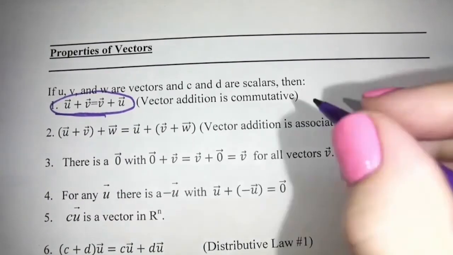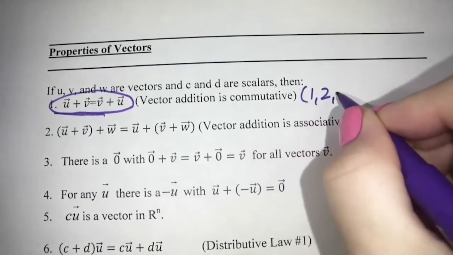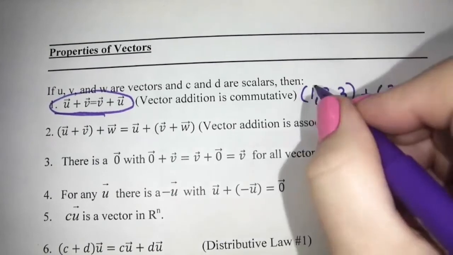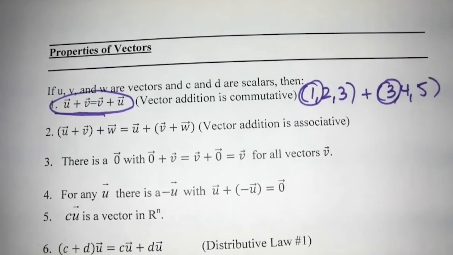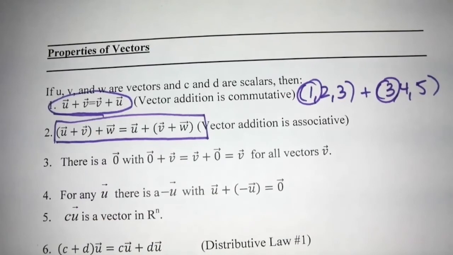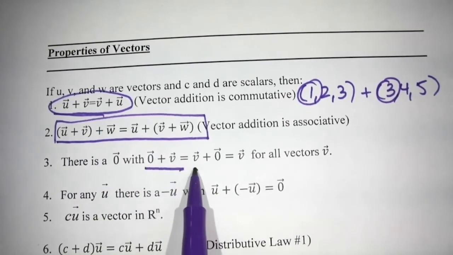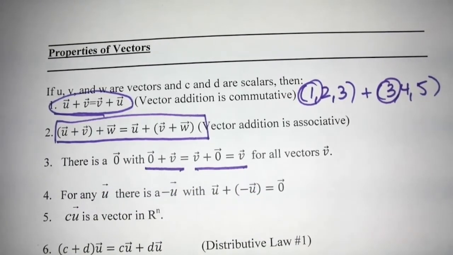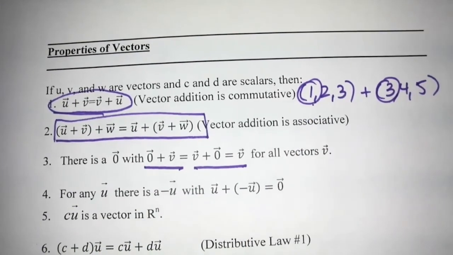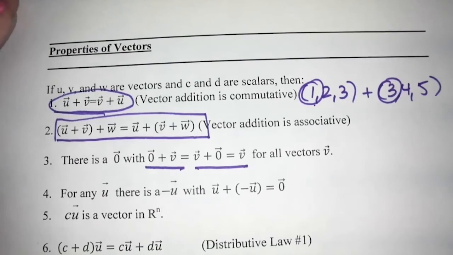And that's because, of course, if we have 1, 2, 3 plus 3, 4, 5, if we add 1 plus 3, we would get the same answer as if we added 3 plus 1. So the order there doesn't matter. This says you can switch the order with 3 vectors, okay? This one says 0 plus any vector is the vector. So of course, if we add all zeros, we take 1, 2, 3 plus 0, 0, 0, we're going to get the vector 1, 2, 3 back again.